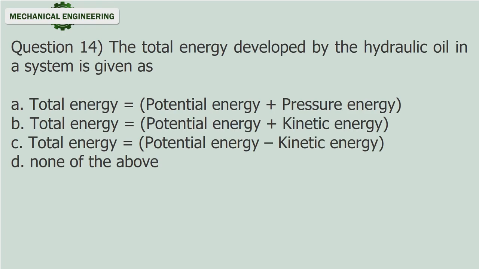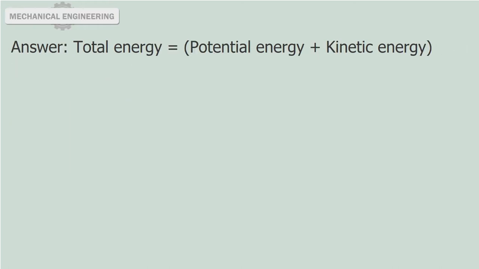Question 14. The total energy developed by the hydraulic oil in a system is given as A. Total energy equals potential energy plus pressure energy. B. Total energy equals potential energy plus kinetic energy. C. Total energy equals potential energy, kinetic energy. D. None of the above. Answer: Total energy equals potential energy plus kinetic energy.